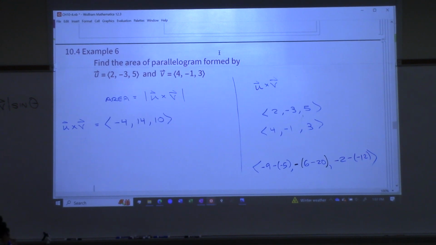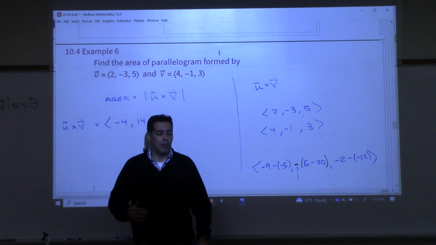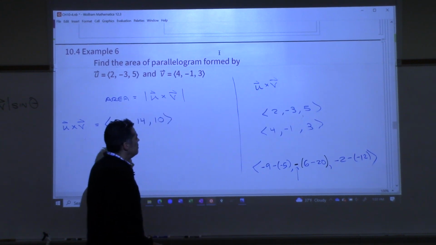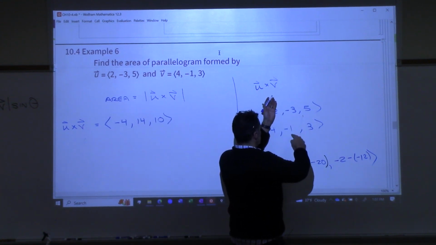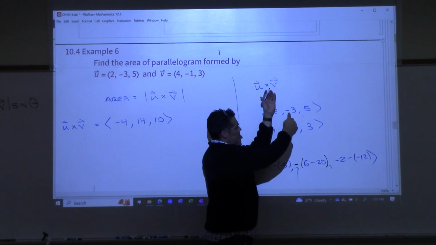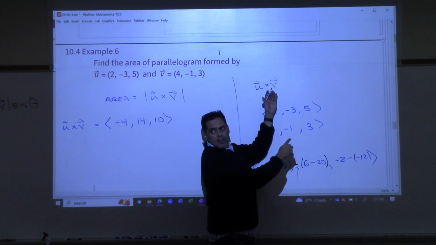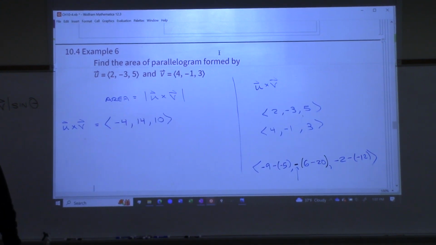Yes? Where, right here? That's always u, the one to the left. The -5, that's in parentheses. It's -9 minus minus -5. So you do this times this minus this times this. Oh, no, I said my cross product wrong. Then I was doing addition, not subtraction. In all the determinants, it's always subtraction. Okay.